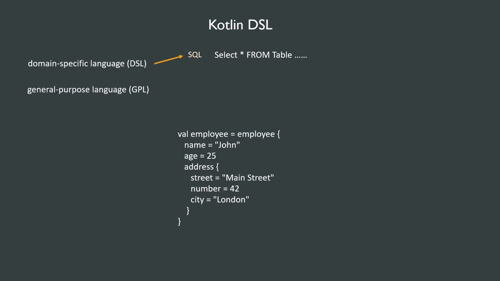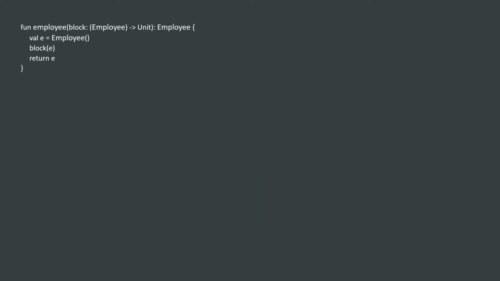Let's do it. First of all, we should create a function named employee. It is a higher-order function because it gets another function as an argument. In the body, we create an employee object, run the block on it, and return the object. We can call it like this. As you know, in Kotlin, there is a convention that if the last parameter of a function accepts a function, a lambda expression that is passed can be placed outside the parentheses.